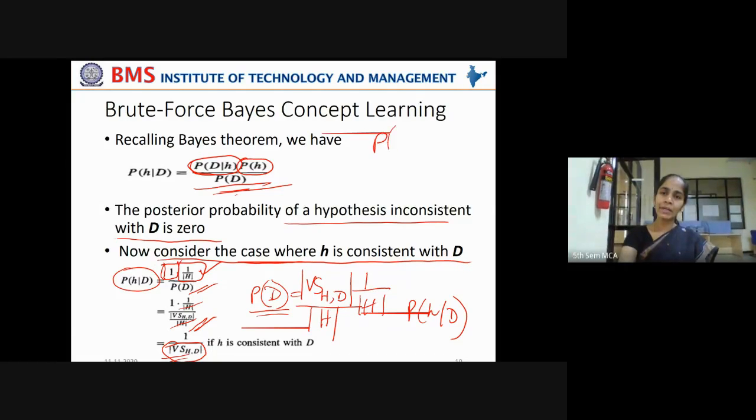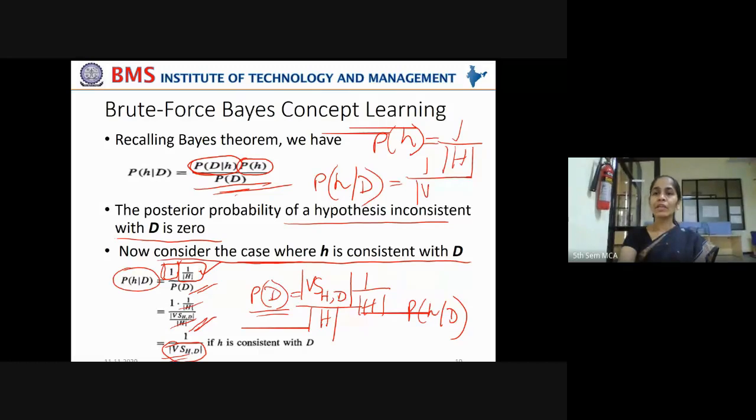If you want probability of H with no prior knowledge, you write it as 1 by number of hypotheses in the hypothesis space H. Now, how do you calculate the posterior probability of H given D? It is nothing but 1 by the number of hypotheses in the version space which are consistent with the training examples, right? That will give you the posterior probability of H given D. Very simple to understand. If you understand each and every step, what values are substituting the previous values, it is very easy to derive the final result. And that is quite obvious, right?